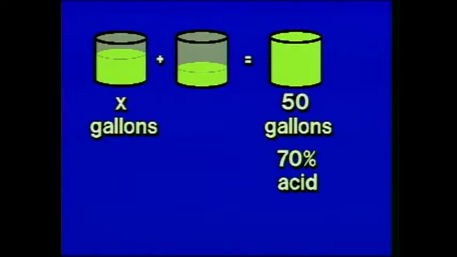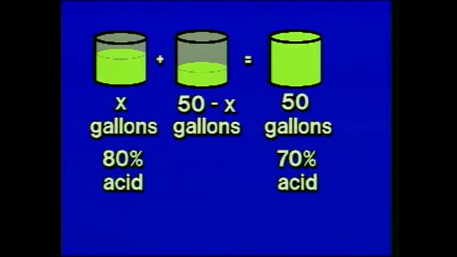All right, if we let X stand for the number of gallons of that first container of liquid, then the number of gallons in the next container of liquid can be represented as 50 minus X. Now that's important, to represent the number of gallons in the second container correctly. Well, now let's indicate the percent acid involved in the two solutions being mixed. We know from earlier that 80% acid was in one container and 50% acid was in the other container.